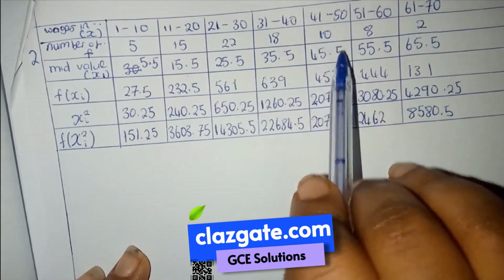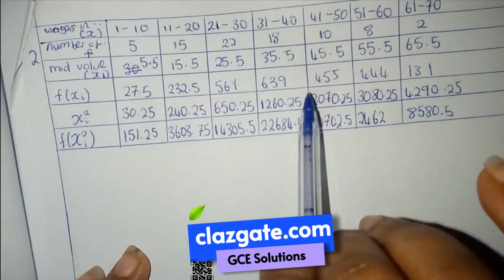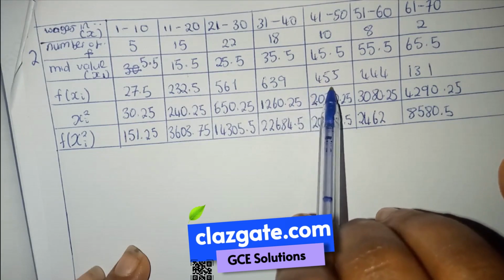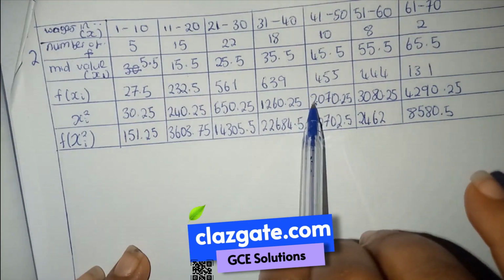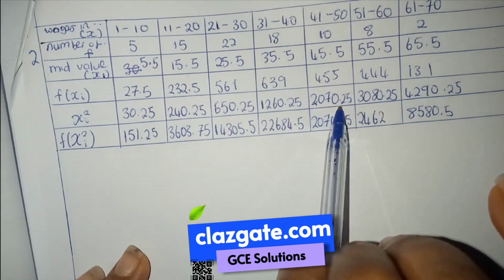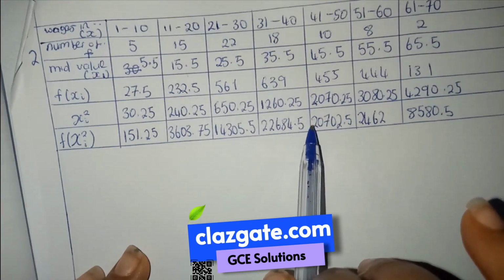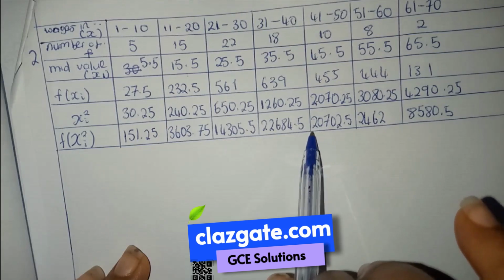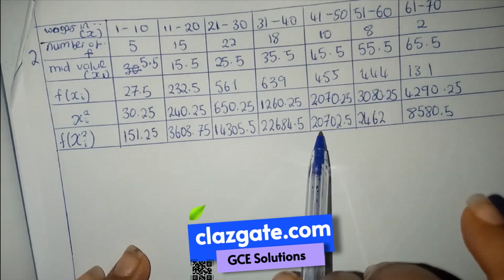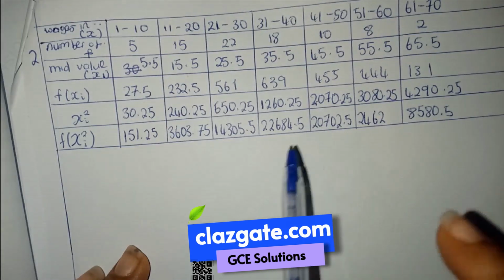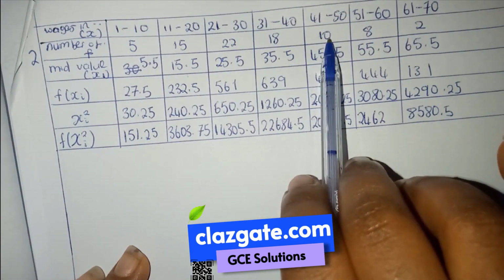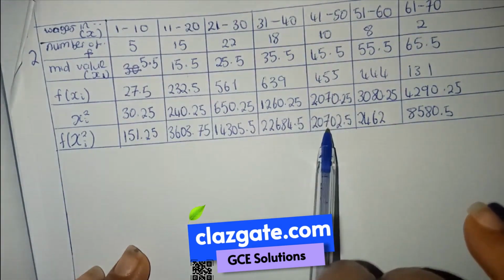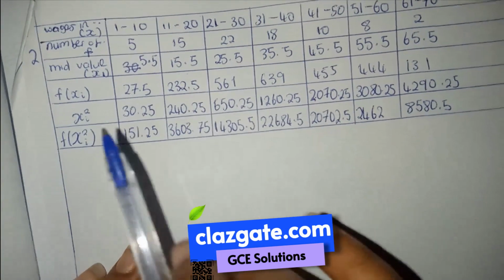That's 10 times the squared mid value, which is going to give you this: 20,072. That's the frequency times x square, giving you f of x square.